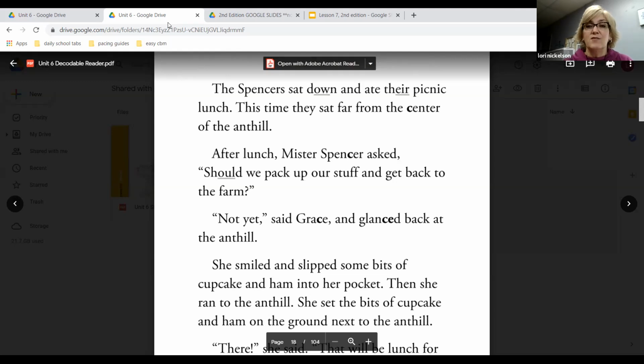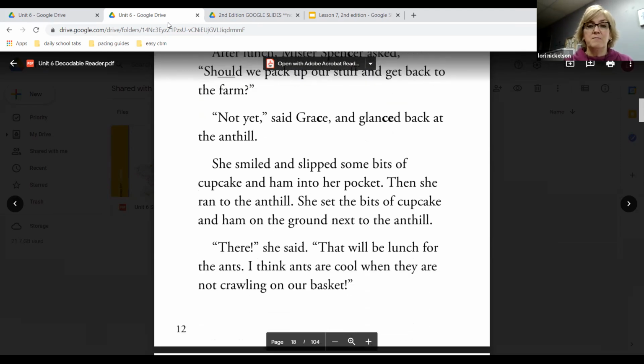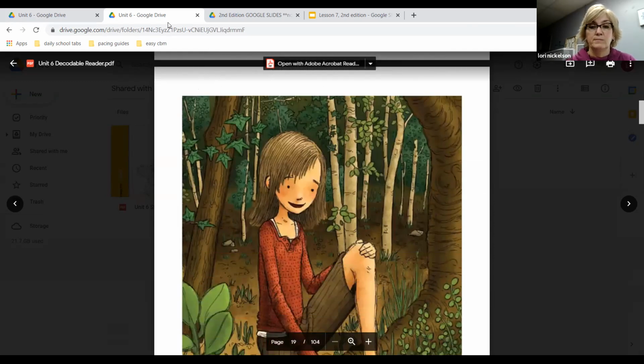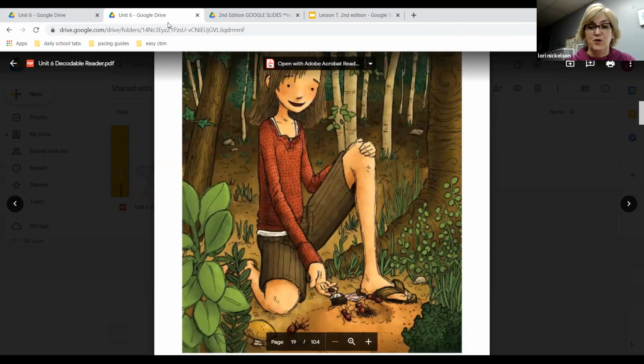The Spencers sat down and ate their picnic lunch. This time they sat far from the center of the anthill. After lunch, Mr. Spencer asked, "Should we pack up our stuff and get back to the farm?" "Not yet," said Grace, and glanced back at the anthill. She smiled and slipped some bits of cupcake and ham into her pocket. Then she ran to the anthill. She set the bits of cupcake and ham on the ground next to the anthill. "There," she said, "that will be lunch for the ants. I think ants are cool when they are not crawling on our basket." And there's Grace giving them some food.